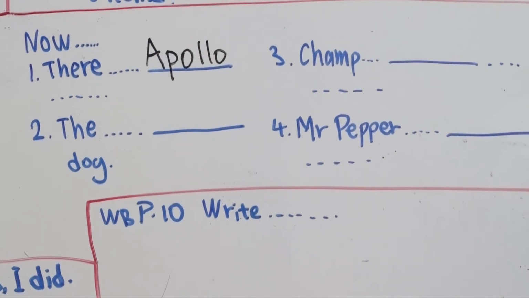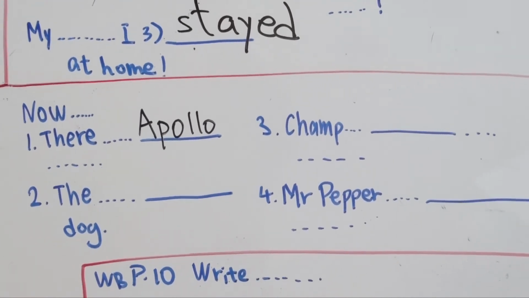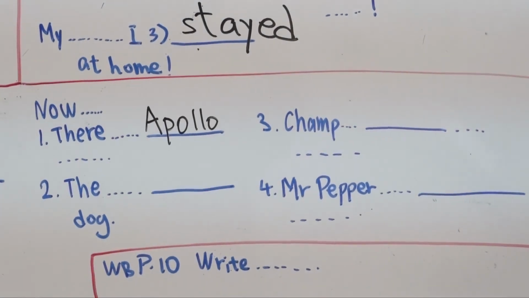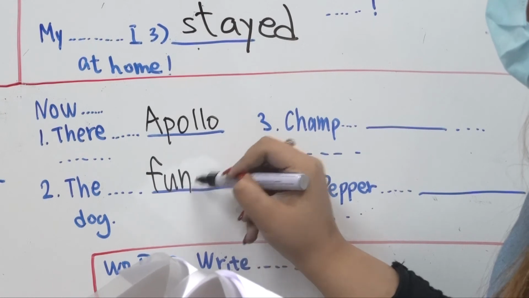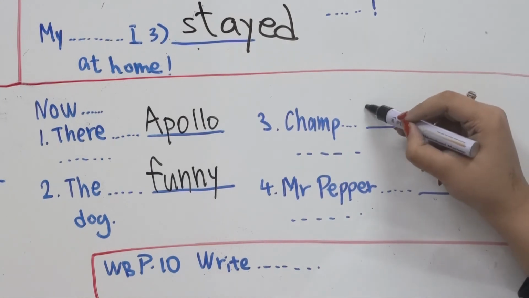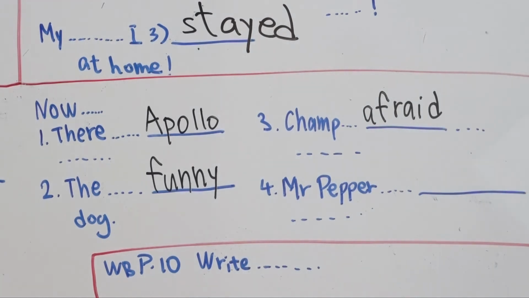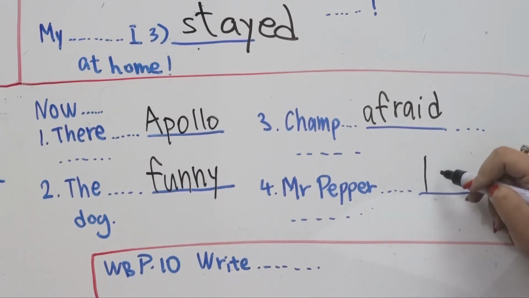Capitalize the first letter. Next one, 2. The comedy was about Mr. Pepper and his funny dog. And then number 3, Champ was afraid and jumped on Mr. Pepper. Champ was afraid, of course. And 4, Mr. Pepper and Champ landed on a woman. That should be landed.